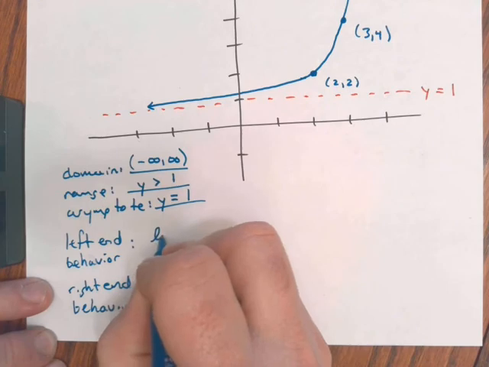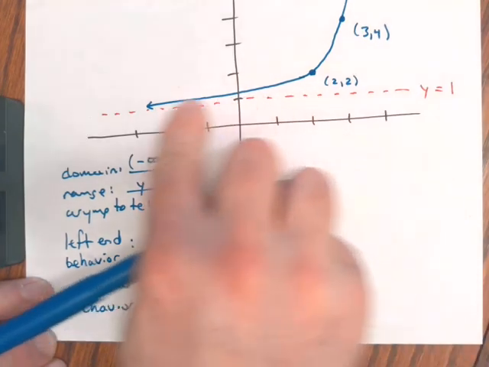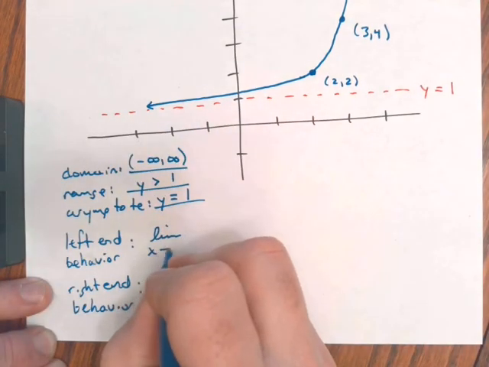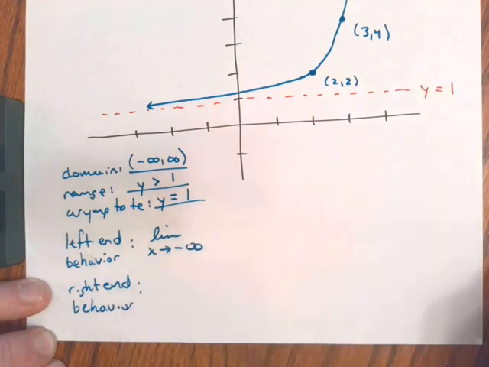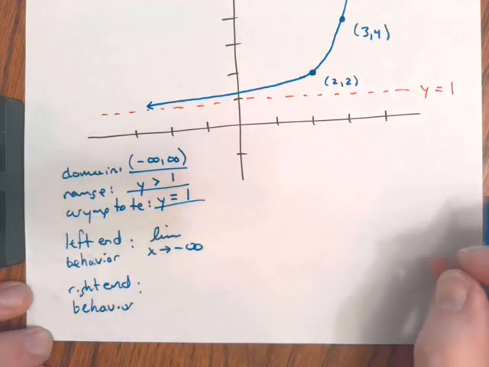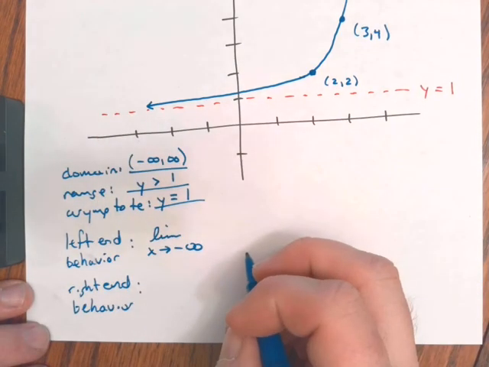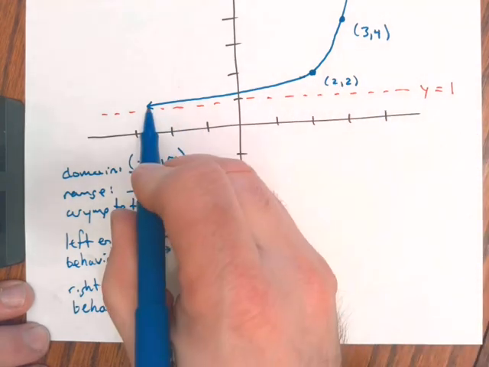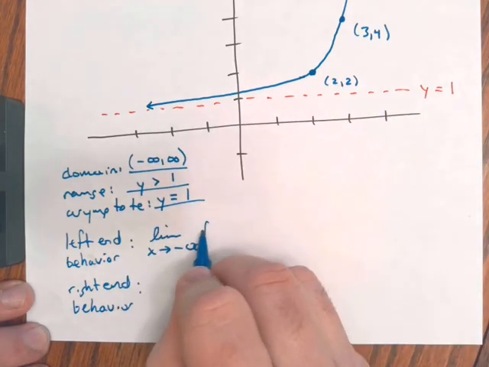So for the left end, I'm going to do the limit. This graph goes forever to the left, so x is approaching -infinity when I go over to the left as far as I can, and I need to describe what the height is doing. Well, it's getting really, really close to a height of 1.